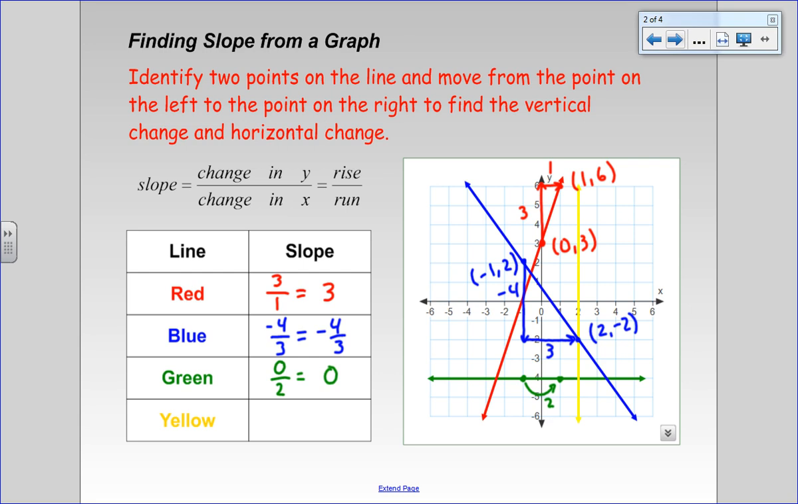Finally, let's look at the yellow line. Once again, we can select 2 points. In this case, there is a vertical change, in this case 2, but there's no horizontal change. We don't move along the x-axis in either direction. So we have an expression like 2 divided by 0, or some other number divided by 0. Any number divided by 0 is said to be undefined. So we see that the slope of this yellow line, in fact, the slope of any vertical line, is undefined.